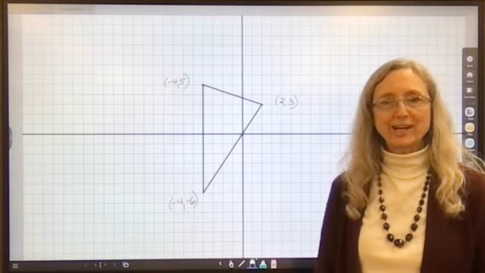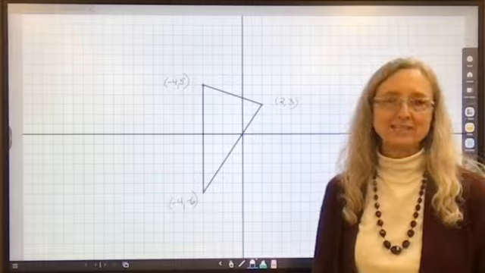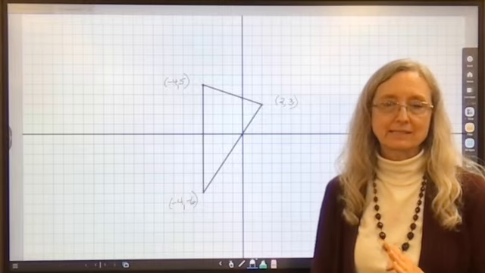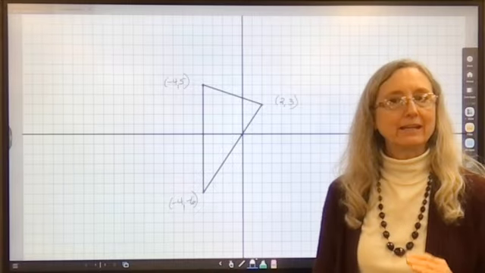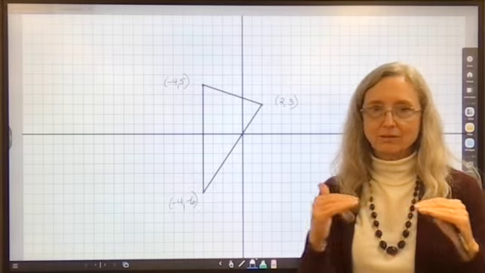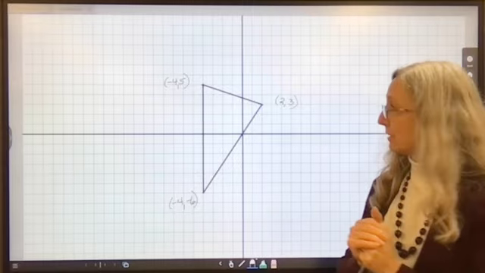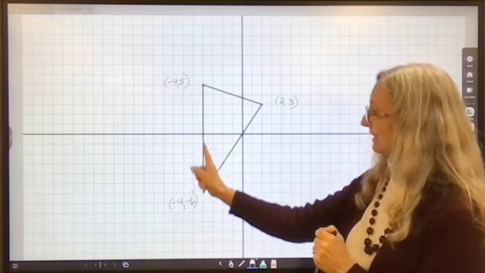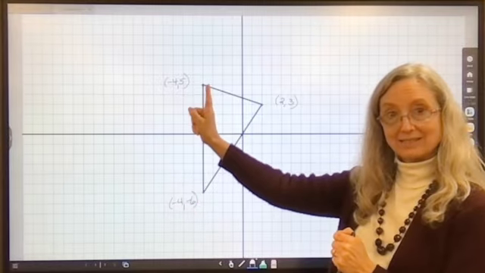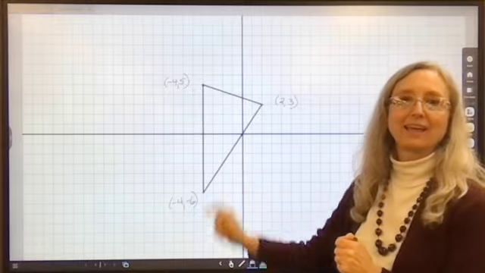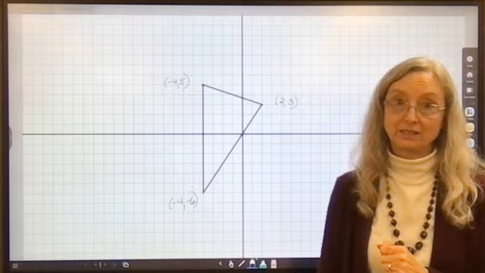Okay, and I have a triangle on a coordinate plane and I'm asked to find the area. So I need a base and I need a height. And if I can do this horizontally or vertically, it will be so much easier. So what I'm gonna do is make this side here my base. And then I'm going to connect that to here for my height. That will be a lot easier.